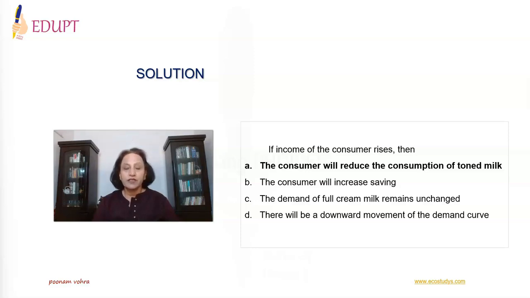If income of the consumer rises, then the consumer will reduce the consumption of toned milk simply because toned milk is considered to be an inferior good, in the sense that with increase in income, the liking for toned milk has declined and there is an increase in the liking for maybe full cream milk. And the rest of the options are not correct.